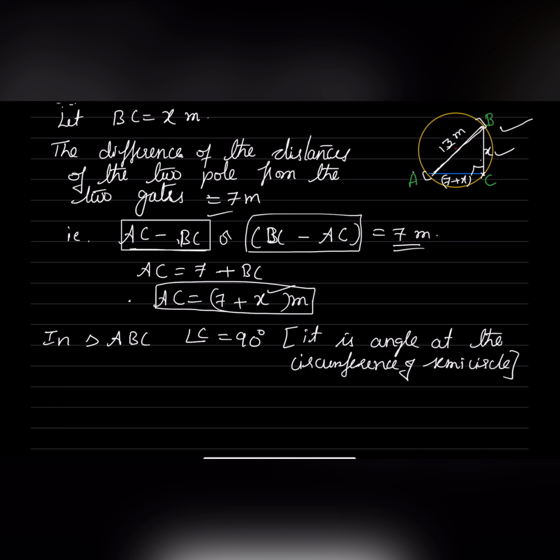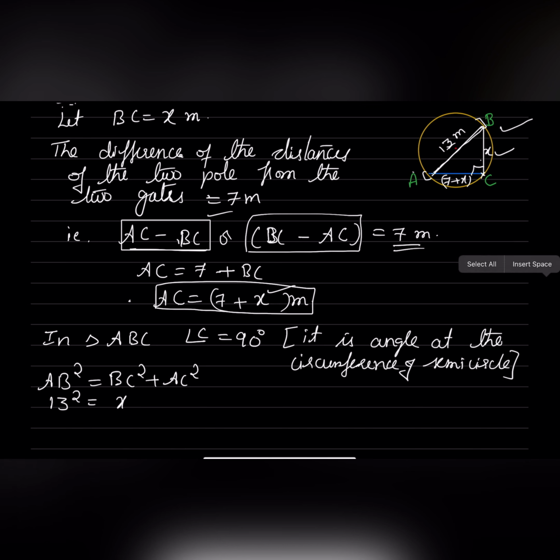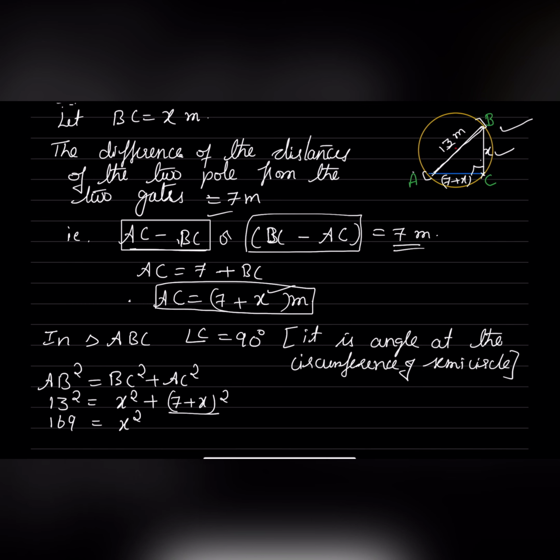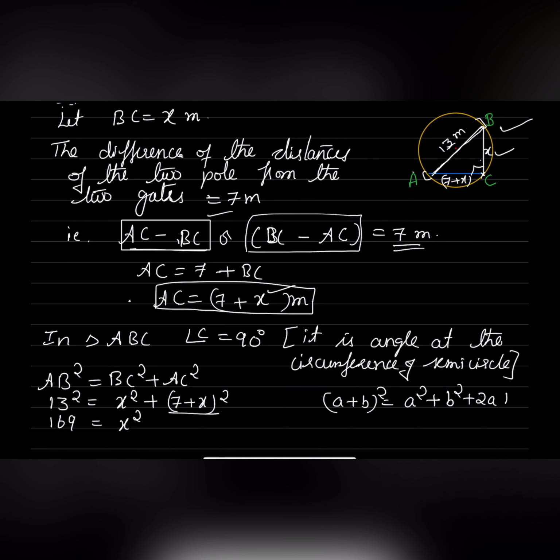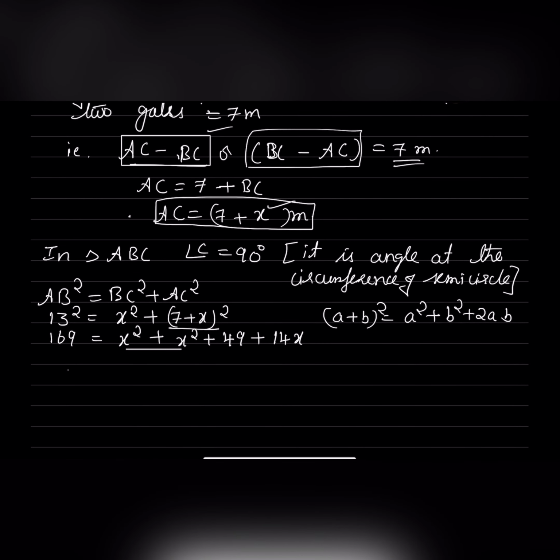If you apply Pythagoras theorem, AB square is equal to BC square plus AC square. Let us substitute the values of all these sides. It will be 13 square is equal to BC, which is nothing but x square, plus AC, which is 7 plus x, whole square. And if we simplify, 169 is equal to x square, and this is in the form of a plus b whole square, which is equal to a square plus b square plus 2ab. So we get x square plus 49, 7 square is 49, plus 2 into 7 is 14x, and this is 2x square plus 14x plus 49.